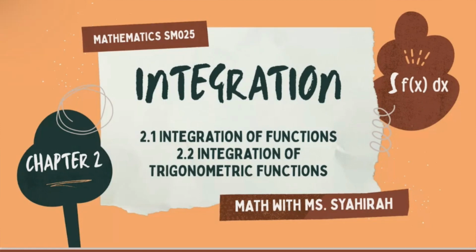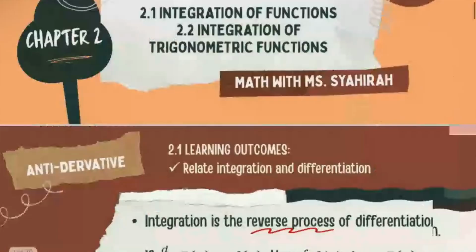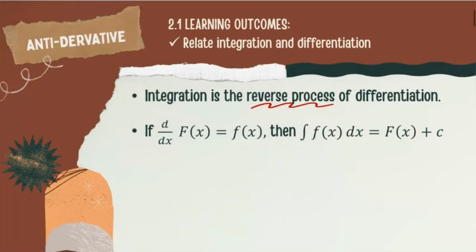So first kali kita nak tengok apakah relation antara integration dan juga differentiation, because the final topic yang kita belajar pada SEM 1 yang dahulu, last month, adalah topik differentiation kan. So apa kaitan differentiation dan juga integration? Let's look at the first learning outcomes. Untuk 2.1 ni akan ada 3 learning outcomes. So the first learning outcome adalah we relate the integration and differentiation.